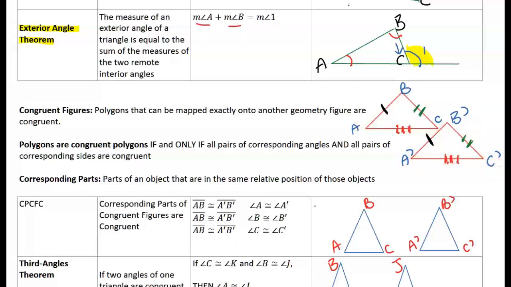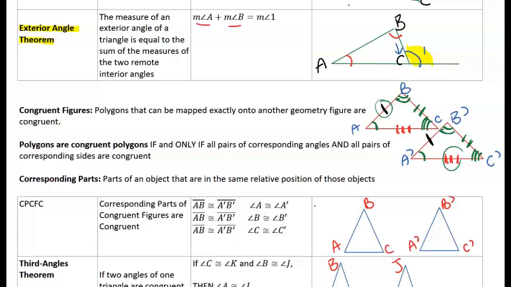Additionally, triangles have 6 parts, 3 sides and 3 angles. Angle A will be congruent to angle A prime. Angle B, we'll use 2 here, will be congruent to angle B prime. And angle C will be congruent to angle C prime. And it doesn't matter which one gets the single mark and which one gets the double mark or the triple mark, as long as they match. So if this were 1 and 1, that would be fine, but this part is not congruent to that part, so I don't want to match up the wrong ones.